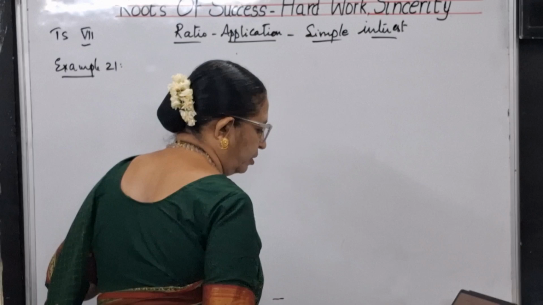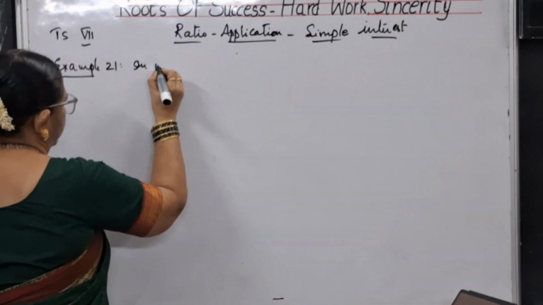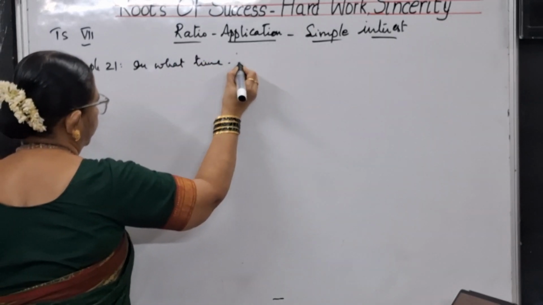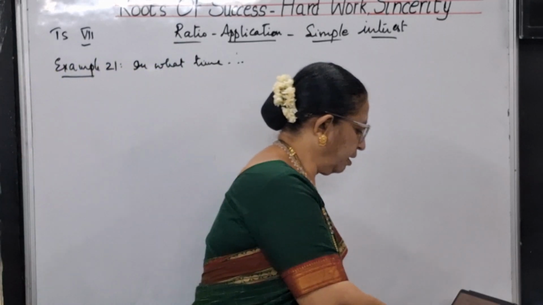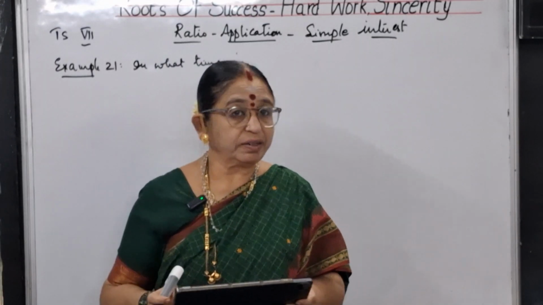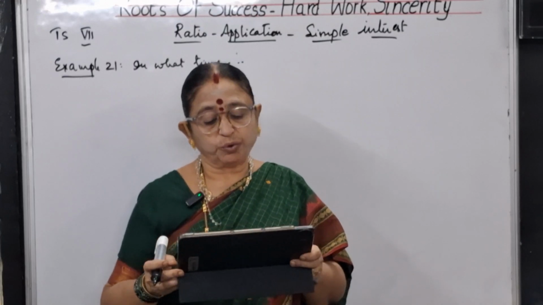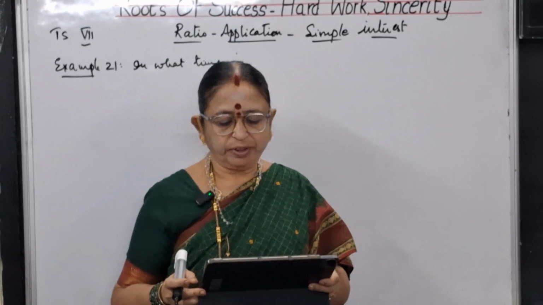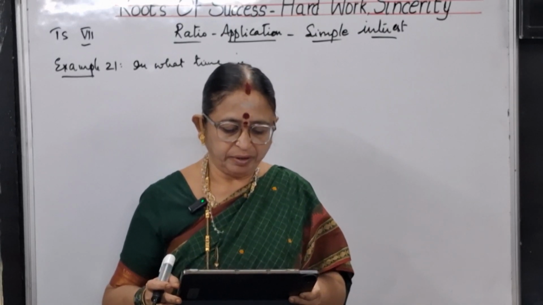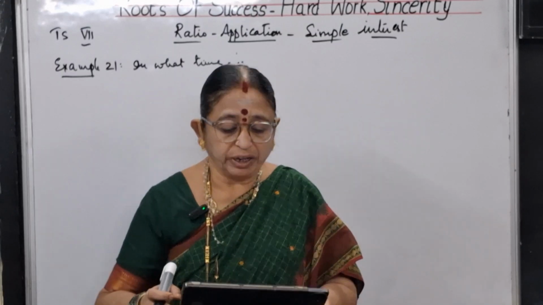Example 21. Let me read. In what time will rupees 6,880 amount to 7,224 if simple interest is calculated at 10% per annum? So in what time? The question is time. We need to find out time.